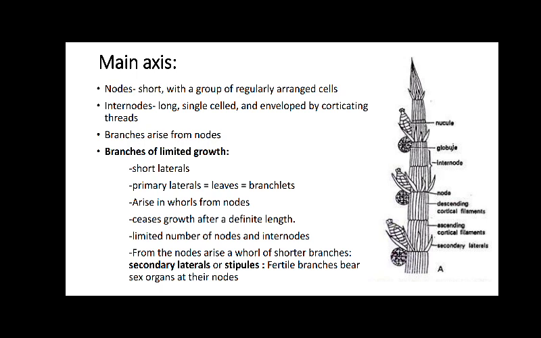They have only a limited number of nodes and internodes, and from the nodes there arise secondary laterals which are known as stipules, which makes two types of Chara species, stipulated and unstipulated. In unstipulated Chara species there are no stipules or secondary laterals. And the fertile branches, that is the male and female reproductive structures, arise at their nodes or secondary laterals.